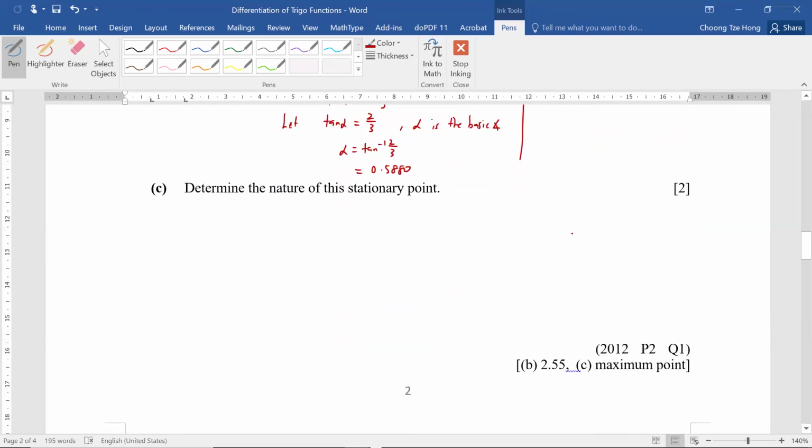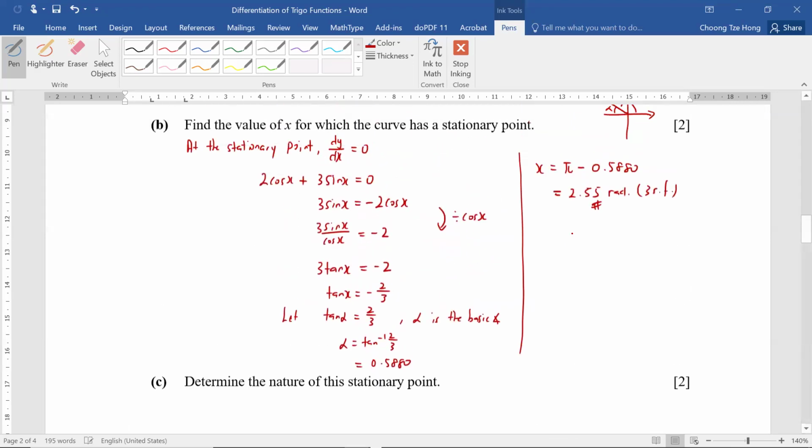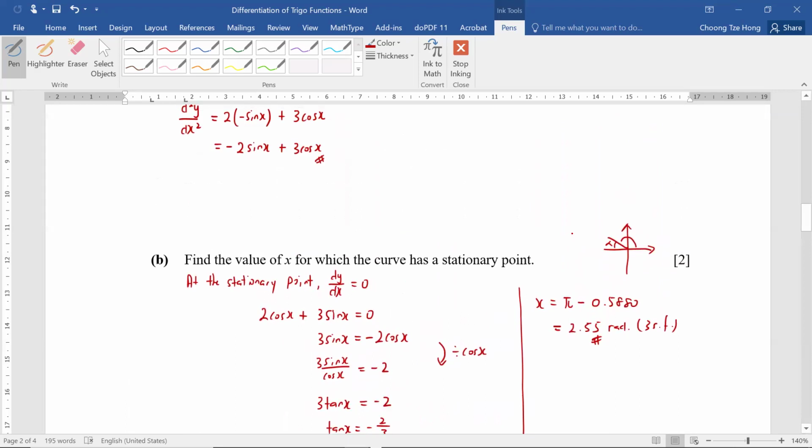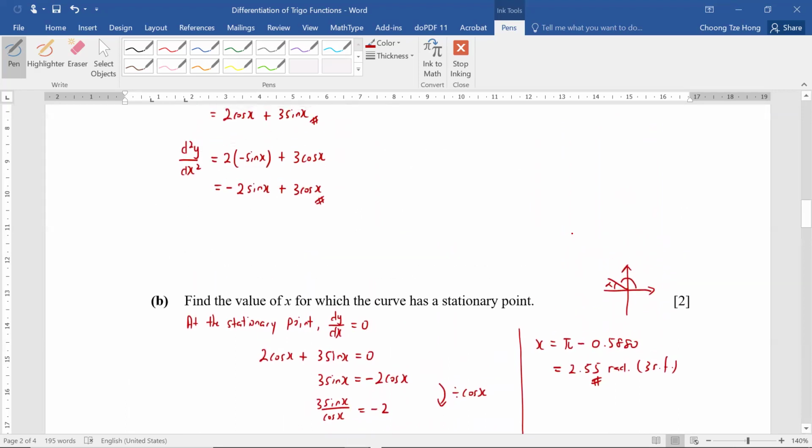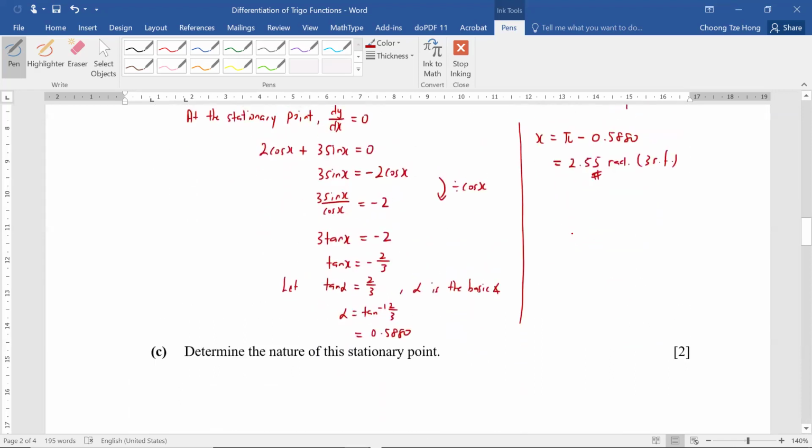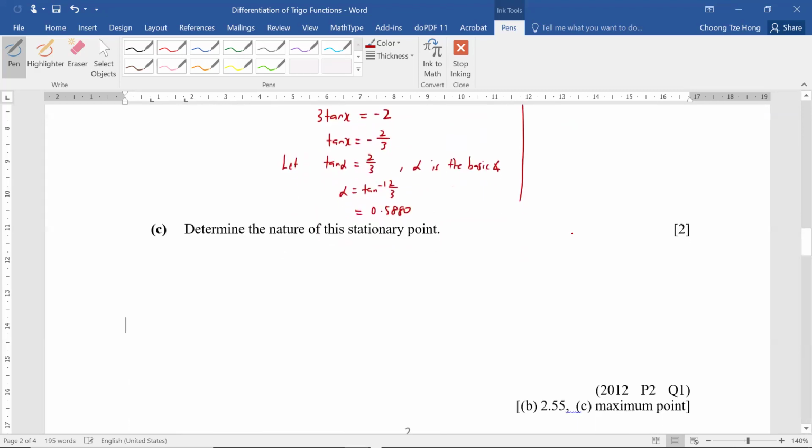Then in the final part, they want us to determine the nature of this stationary point. To determine the nature of a stationary point, we can either use the first derivative test or the second derivative test. But for this question, we have already found the second derivative in the first part, so it will be easier to use the second derivative test. Let's substitute x equals 2.55 into the second derivative, and then we will see if it's negative or positive, and conclude whether it's a maximum or minimum.